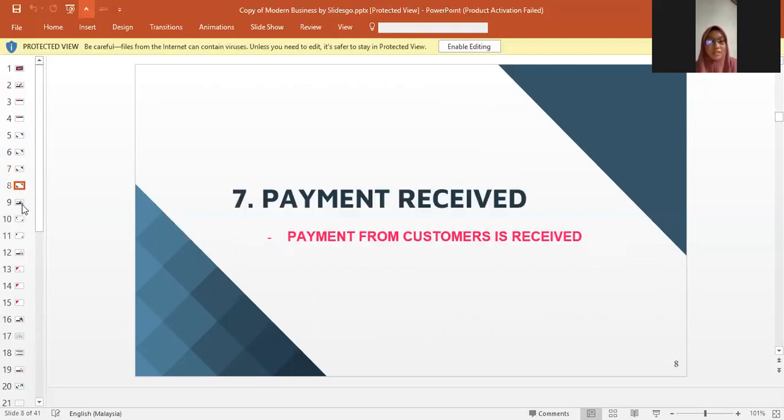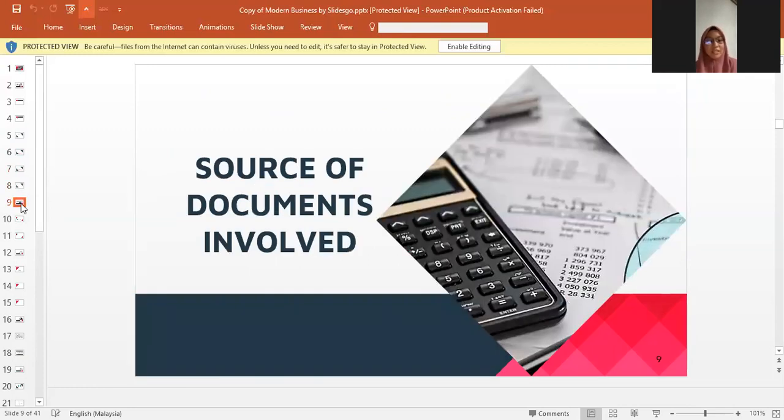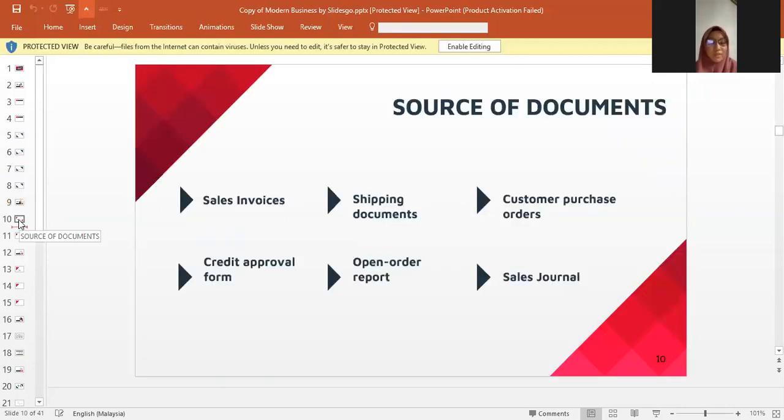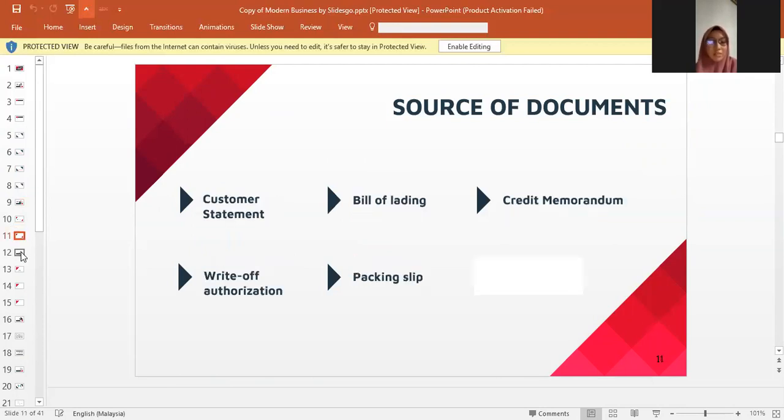And then next, the source of documents involved in revenue cycle are sales invoices, shipping documents, customers' purchase orders, credit approval form, open order report, sales journal. And next, customer statement, bill of lading, credit memorandum, right of authorization and packing slip.